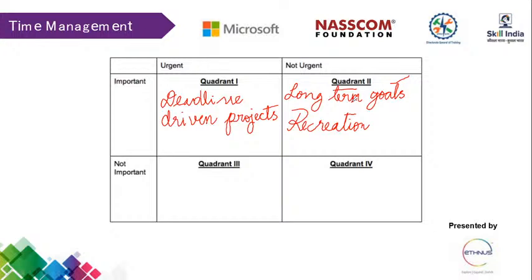So here, one of the important things you need to remember is interruptions, which are time-sensitive. For example, a WhatsApp message. Generally, when you get a WhatsApp message, the other person may have sent it as an emergency, but it may not be important for you. So interruptions while you're working come under urgent but not important. Interruptions.